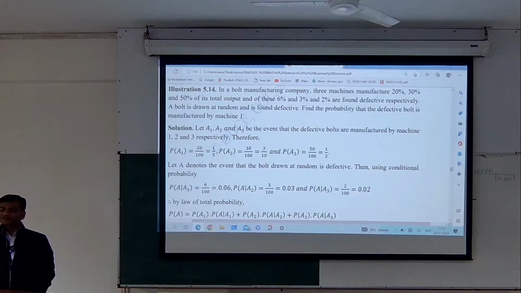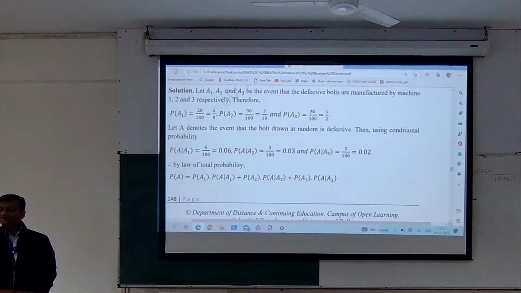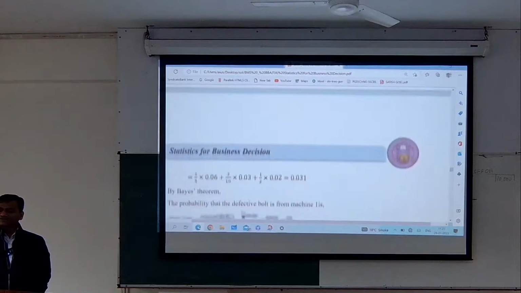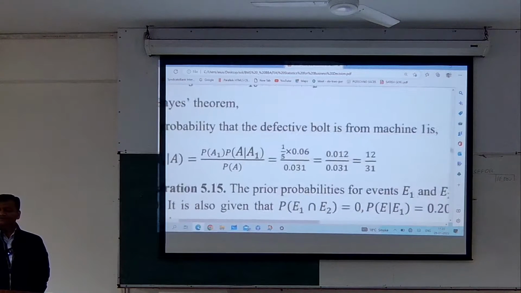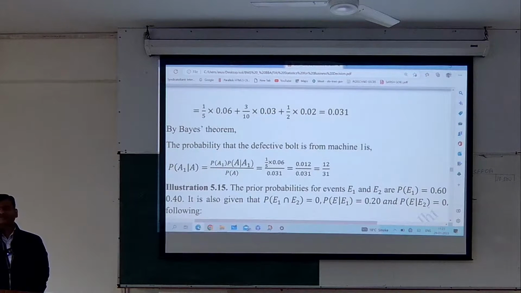Now you have to find the total probability, this P(A1) into P(A given A1). You know all the things and you can find P(A), because this is for the denominator when you use the Bayes theorem. Okay, this is for the denominator. So P(A) comes to 0.031.